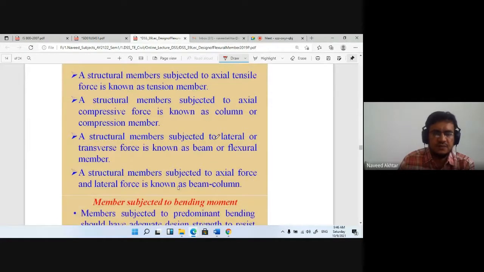A structural member subjected to axial tensile force is known as a tension member. A structural member subjected to axial compressive force is known as a column or compression member. This we have already discussed. What is the tension member? What is the compression member?